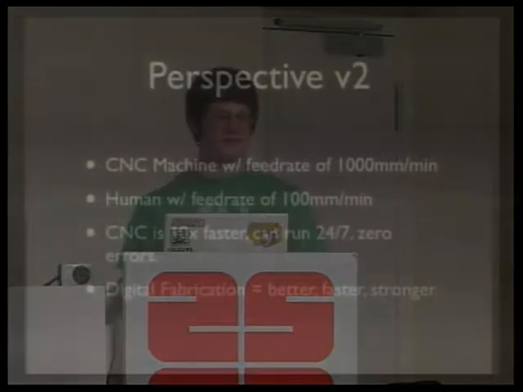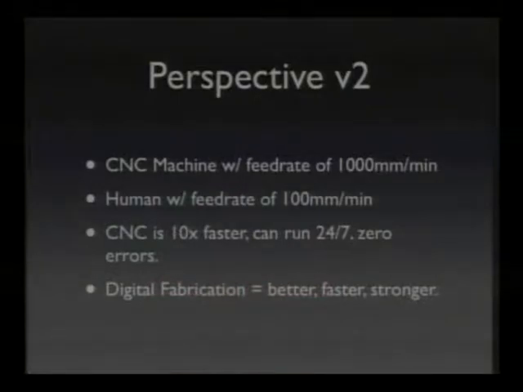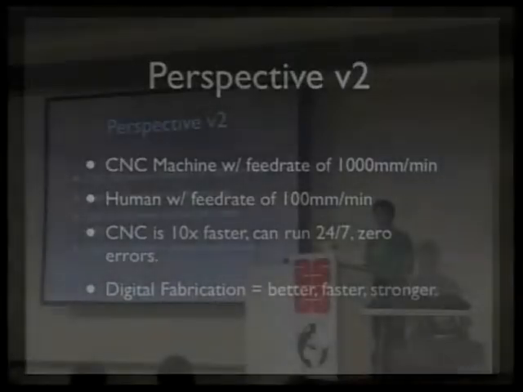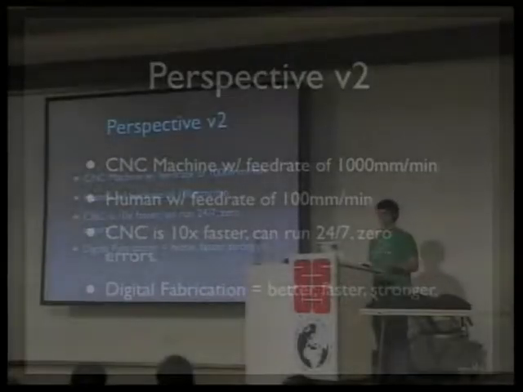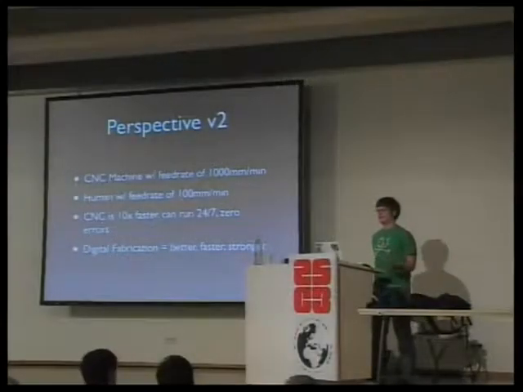To bring it back to digital fabrication, with a CNC machine, which is basically just a Dremel on a 3-axis, you could maybe do 1,000 millimeters a minute. A human on a milling machine might be able to do 100 millimeters a minute. So in this example, the CNC would be 10 times faster. It could run 24/7, no need to sleep, no need to eat, no need to drink. You might have to feed it new material, but not the same. So essentially, digital fabrication is better, it's faster, and it's stronger.